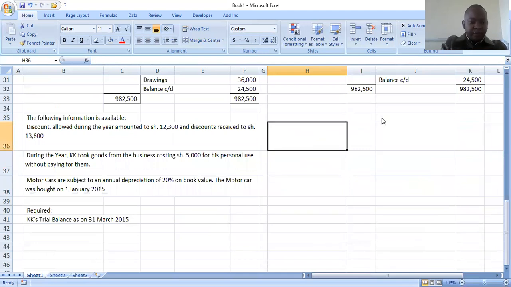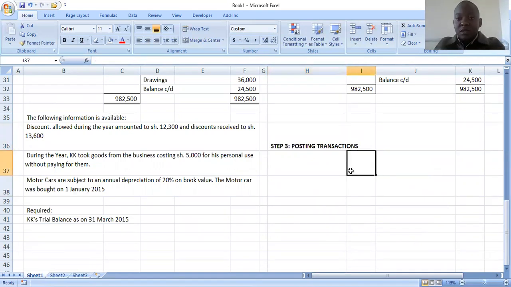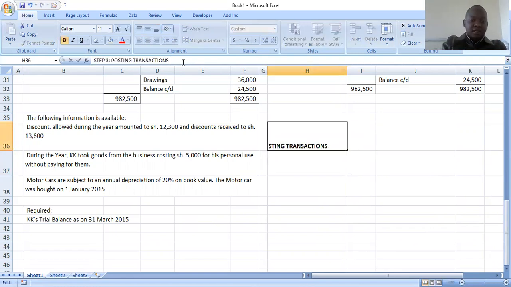step 4, step 3, that is it. Step 3, that is posting transactions. Posting transactions, and to post transactions, in this case, we are posting them in the ledger. Posting transactions in the ledger is our third step.